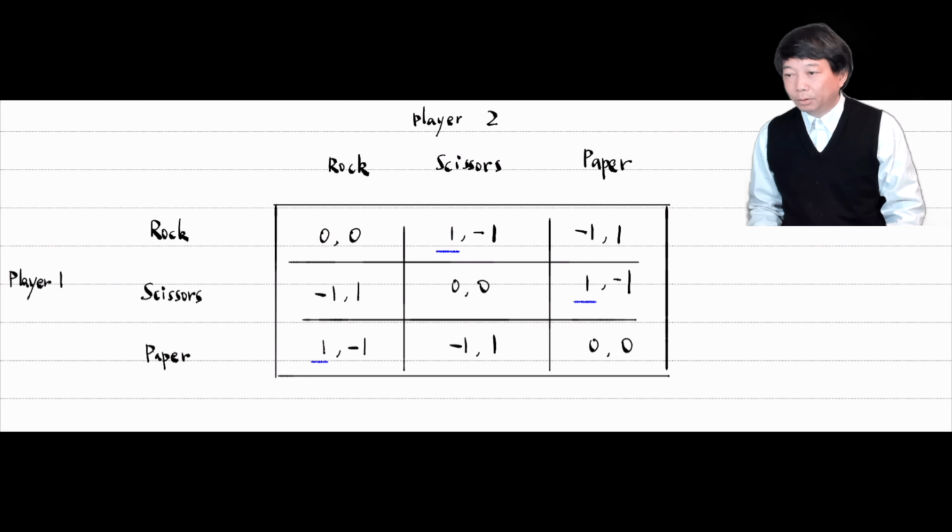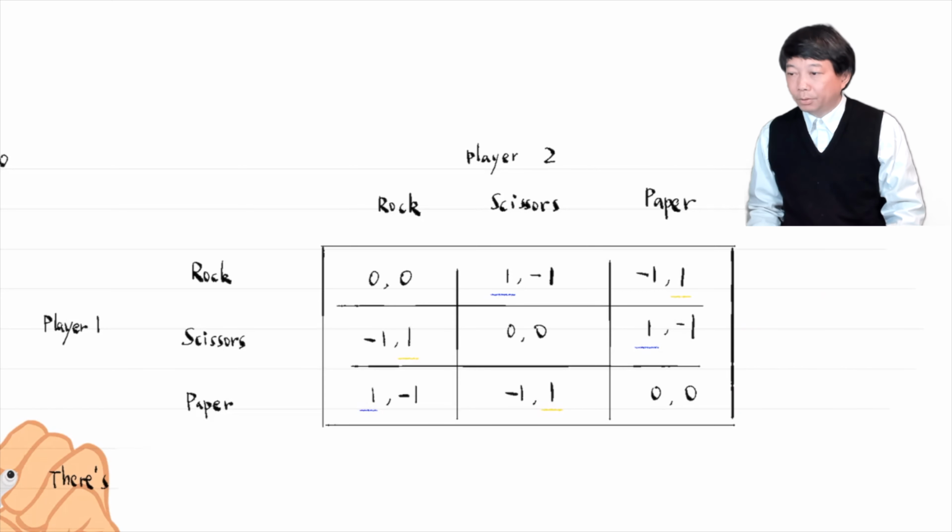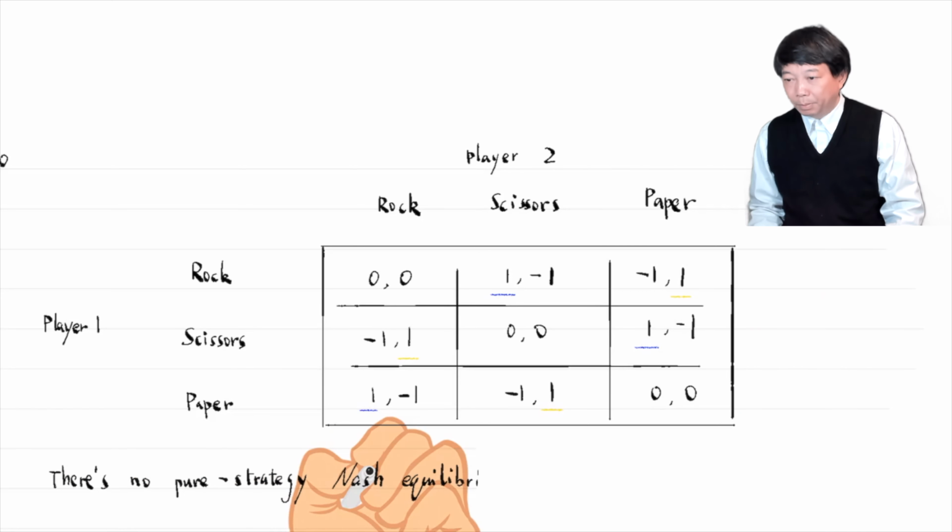Given that player 1 uses rock, player 2's best response is to choose paper. Given that player 1 uses scissors, player 2's best response is to choose rock. Given that player 1 uses paper, player 2's best response is to use scissors. We underline the corresponding payoffs. We could not find any cell with both payoffs underlined. There is no pure strategy Nash equilibrium in this game.